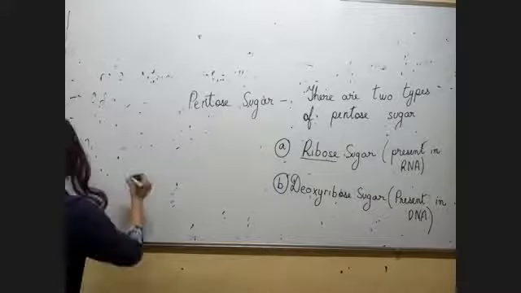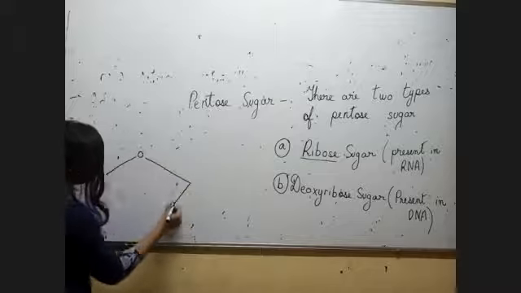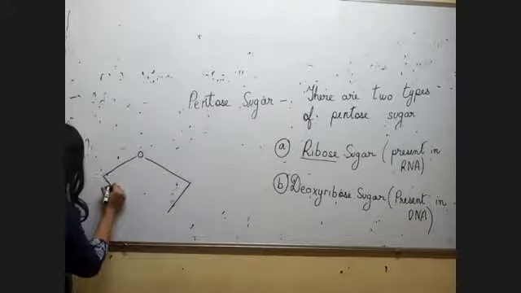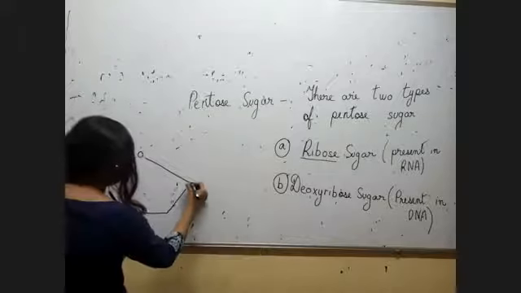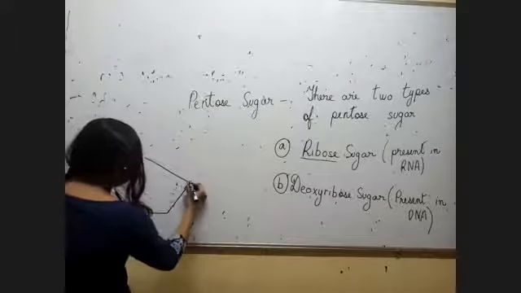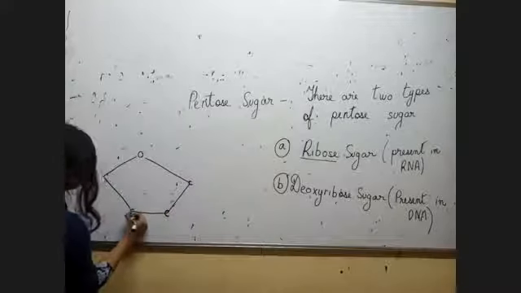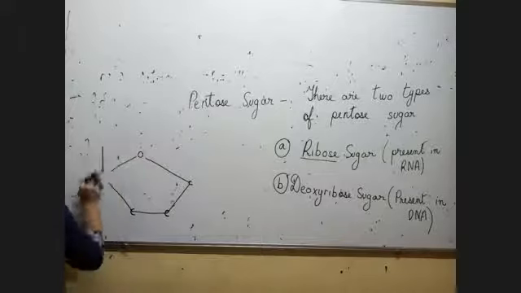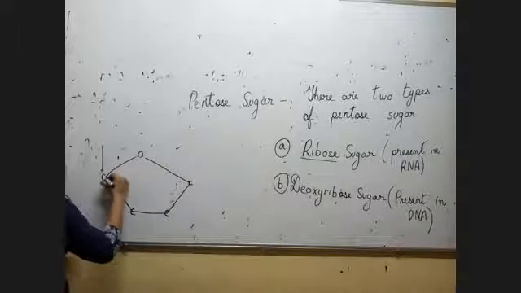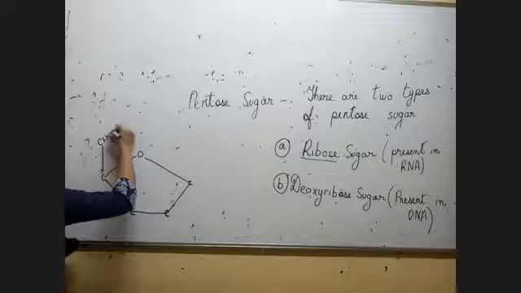So, structure of ribose sugar. It will have carbon number 1, 2, 3, 4, and carbon number 5.